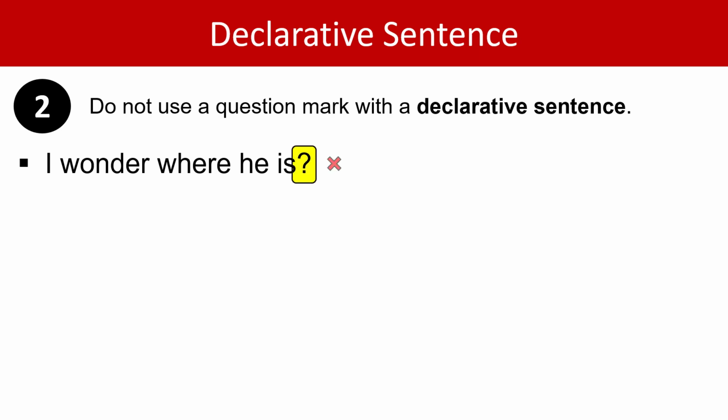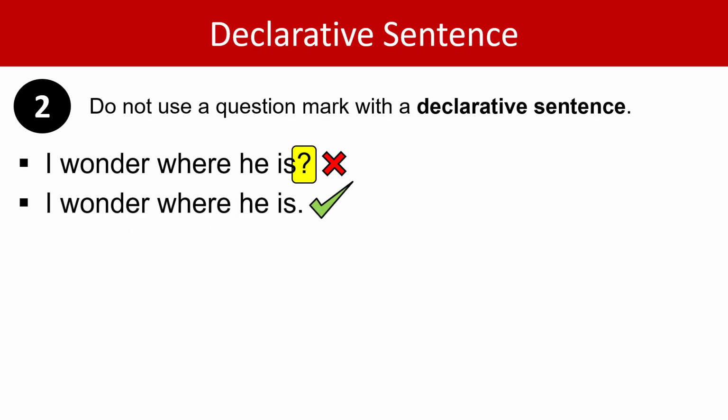Where he is is what is called an indirect question. And an indirect question does not always feature in a question. So I wonder where he is is a statement. It's a declarative sentence. This is wrong. Here is the correction.